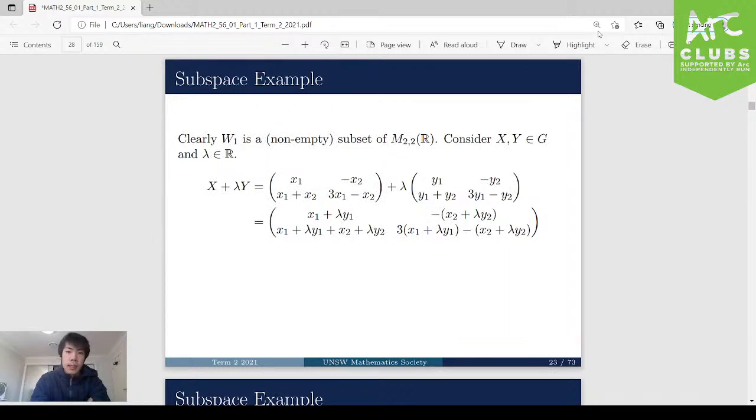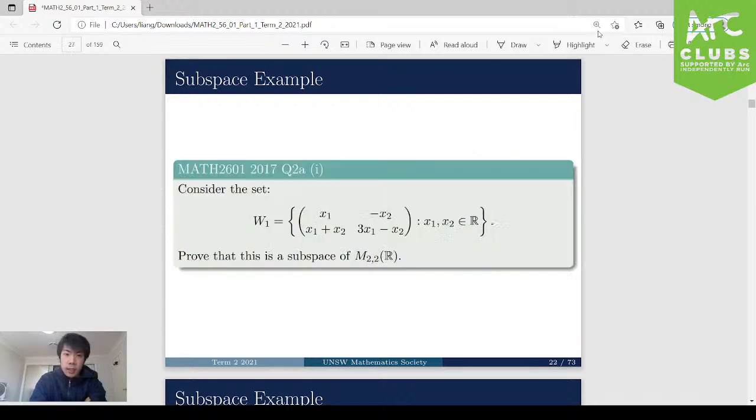Clearly, W is a non-empty subset of the 3x3 matrices, okay? And I'll briefly explain that. If we come back to what W is, well, it's not empty because I can just select anything from the real numbers here, and I won't just get the zero matrix. For example, if I choose x1 equal to 1 and x2 equal to 0, then I would get the matrix 1, 0, 1, 3, correct? So at least this must be an element within W, and so W must be non-empty, right? So that was really easy. You just had to choose any number x1, x2, and it would work out, okay?